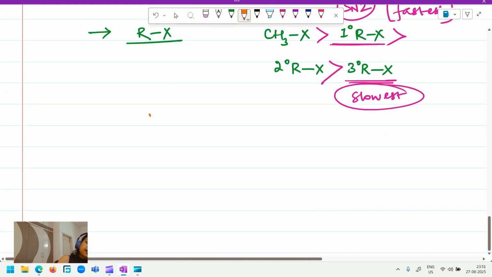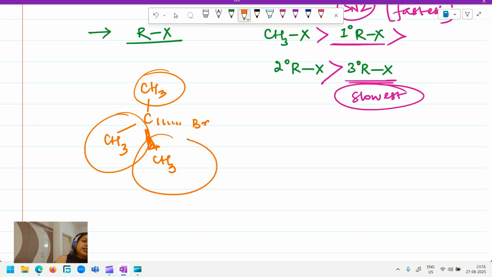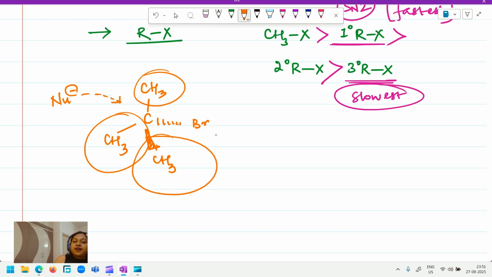So if we have big alkyl groups, let's say three methyl groups attached to this carbon on which we have our halogen, maybe a Br group, what happens here is, since these alkyl groups are very large compared to normal hydrogen, they will create a lot of steric hindrance on the approach of the nucleophile for SN2. So the smaller the alkyl group, the faster is the SN2 mechanism. Is that clear? The main reason behind it is steric hindrance, right?